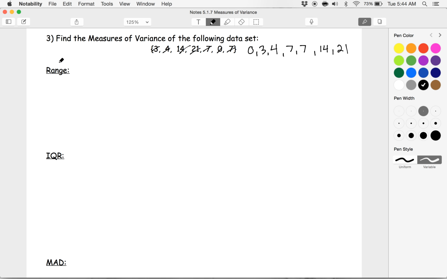Okay, first is my range. So I take my largest, which is 21. I subtract my smallest, which is 0. And my range is equal to 21. That was my largest minus my smallest.